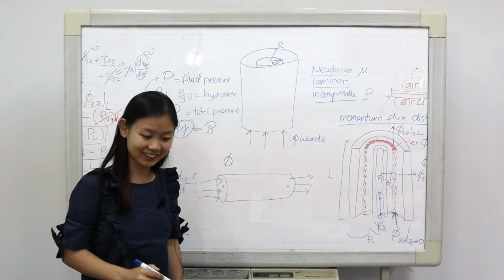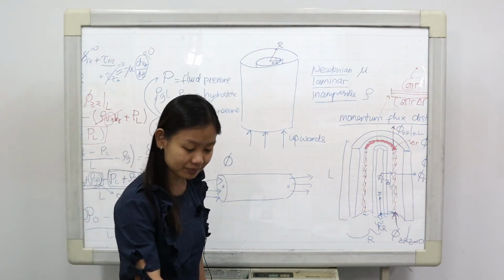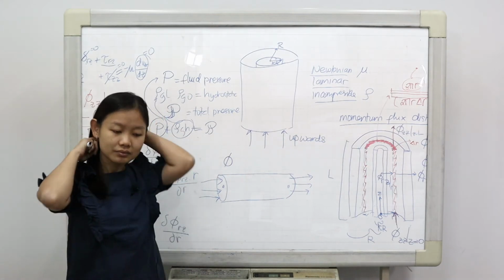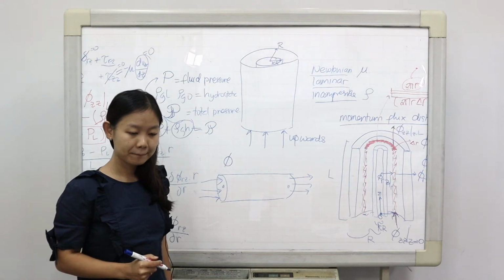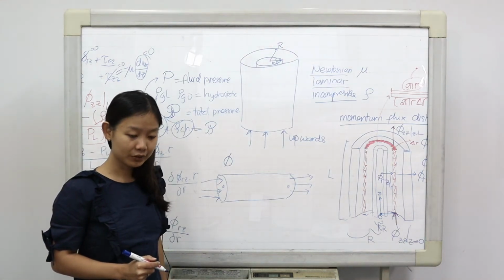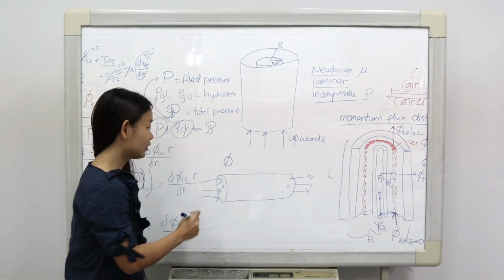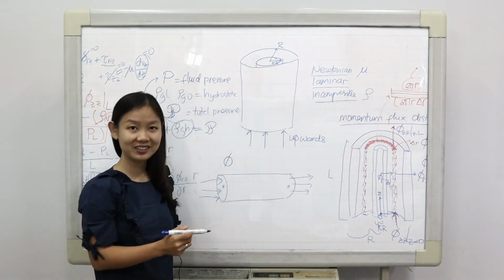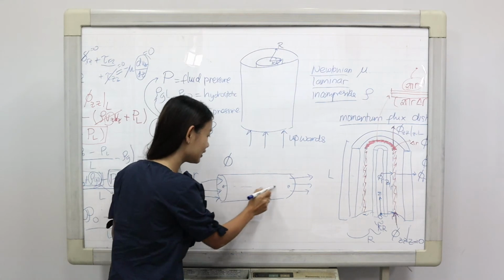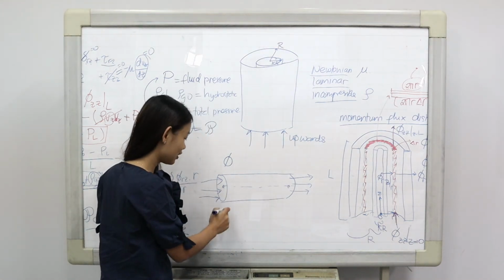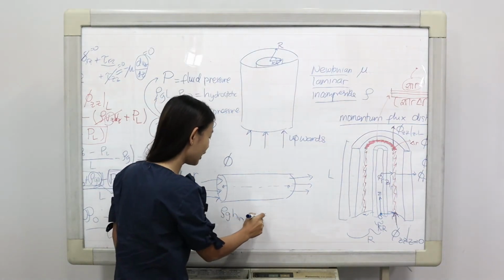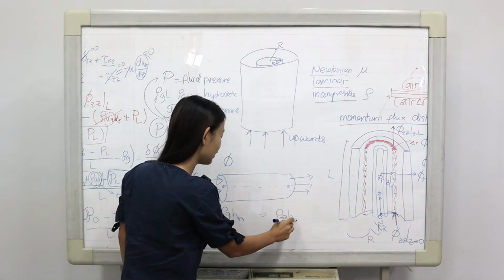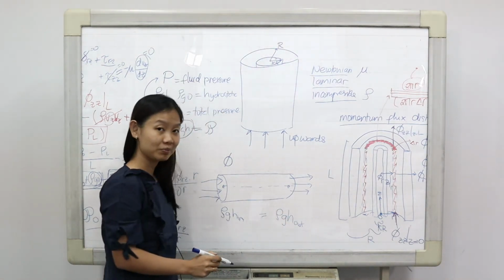Maybe you should write it in the chat so I can read it. Any idea? Good. There is no difference in the hydrostatic pressure, because the level is the same. So that means rho g times h in will be the same as rho g h out.